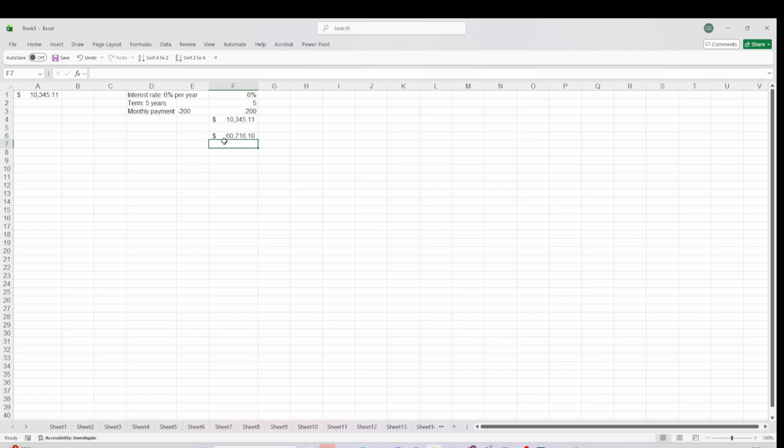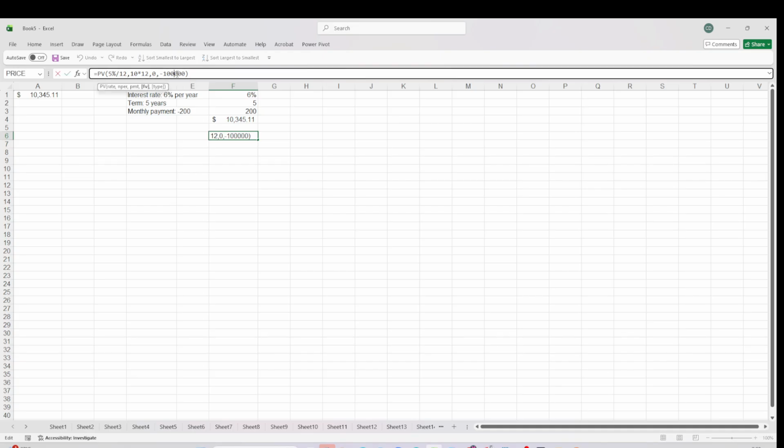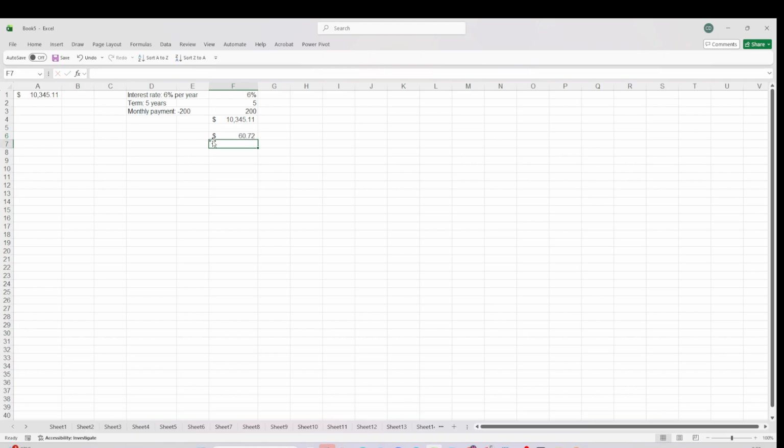Here's an important note. Payments are usually entered as negative numbers because they represent cash going out. Also, the PV result is often negative unless you adjust the signs, so don't be surprised if that happens. The easiest way to remember this function is that PV tells you the present worth of future money.